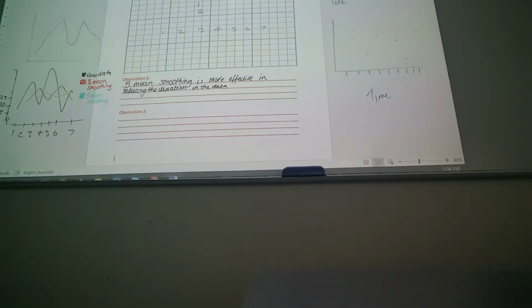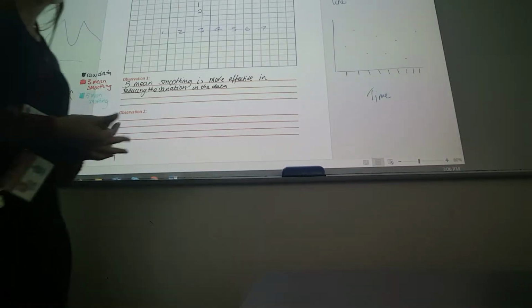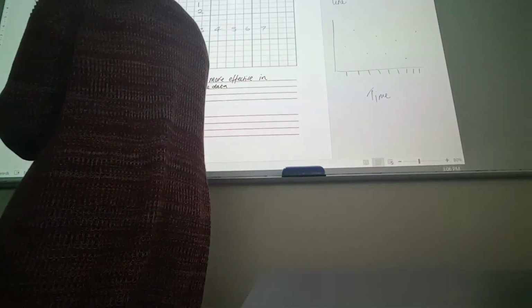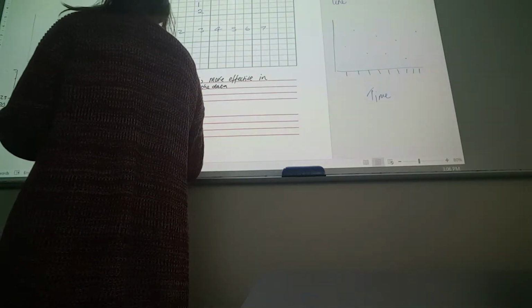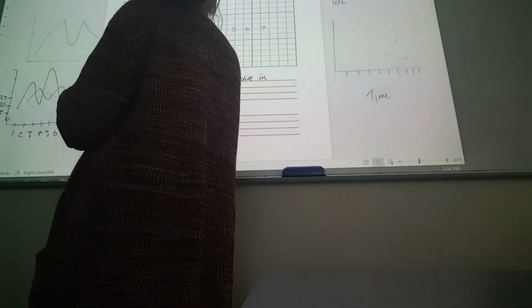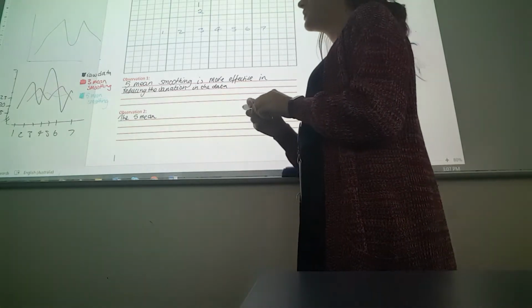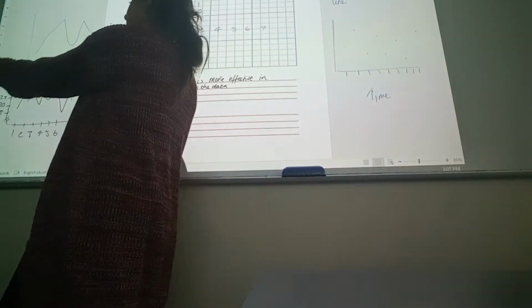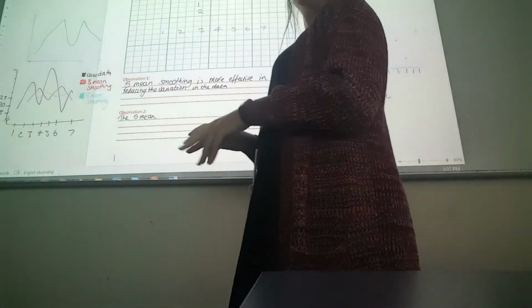So we can see that the 5 mean smoothing is more effective than the 3 mean, and that's just because we've got a bigger set of data and we're finding the mean for a bigger set of data, so it's going to smooth it more. When it's in observation 1, does that mean the raw data than the 3 means? It's just saying, tell me 2 things that have happened since we've smoothed it.